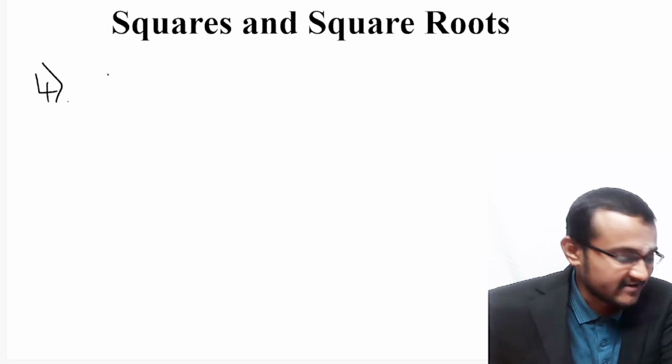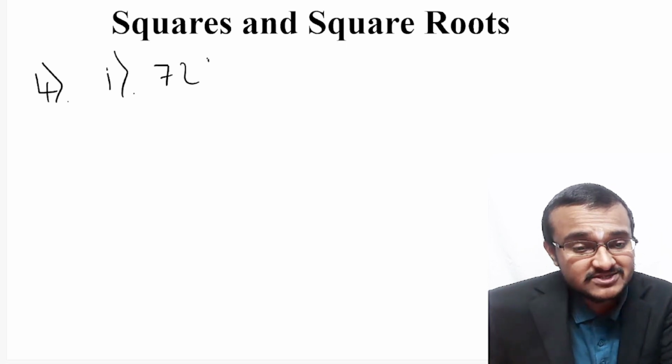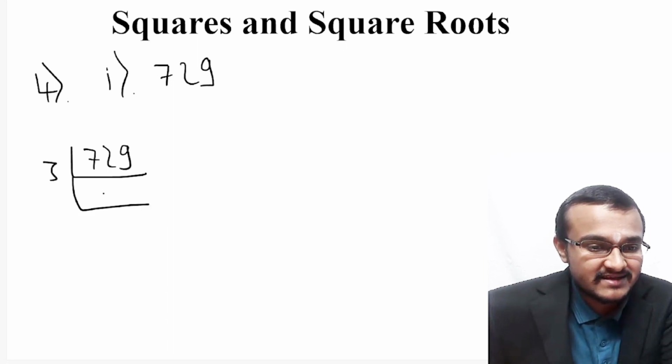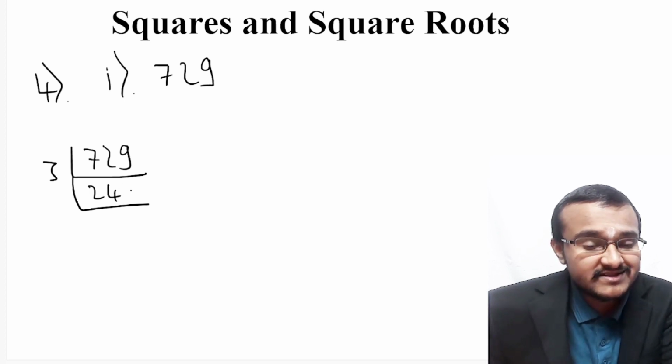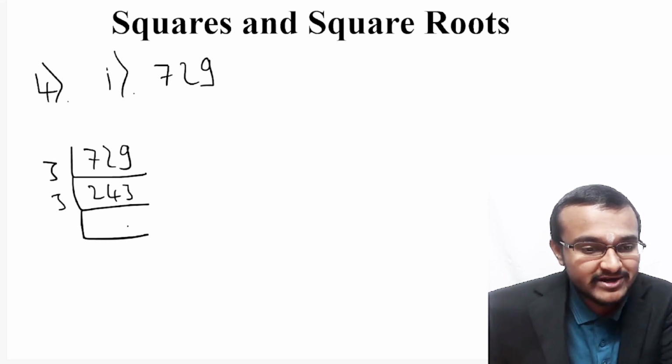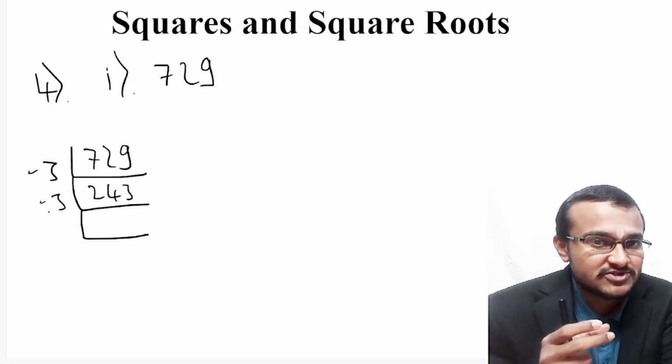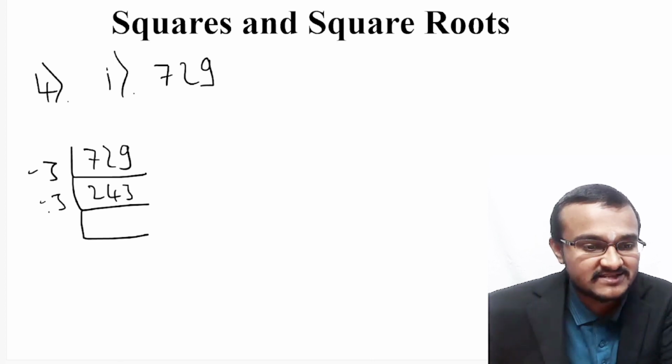Coming to the first question in this fourth question, it is 729. So let's do the prime factorization of 729. You can take 3. If you divide 729 by 3, then 3 2s are 6, 3 4s are 12, 3 3s are 9. So it is 243. Again, let's see whether it will go by 3. It should go. If it is a perfect square, then it should go, because each 3 should get another 3 to pair up, right? This is one particular logic which you can get while doing prime factorization itself.